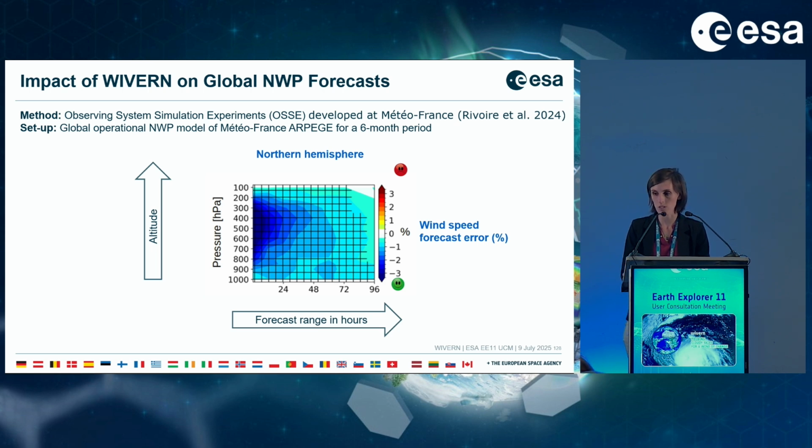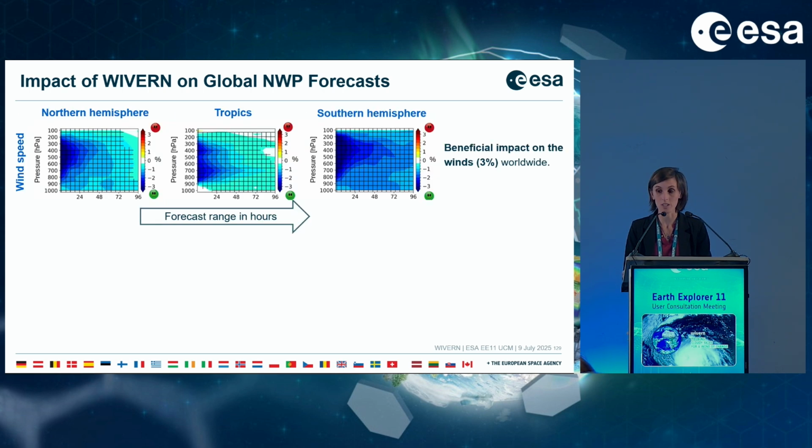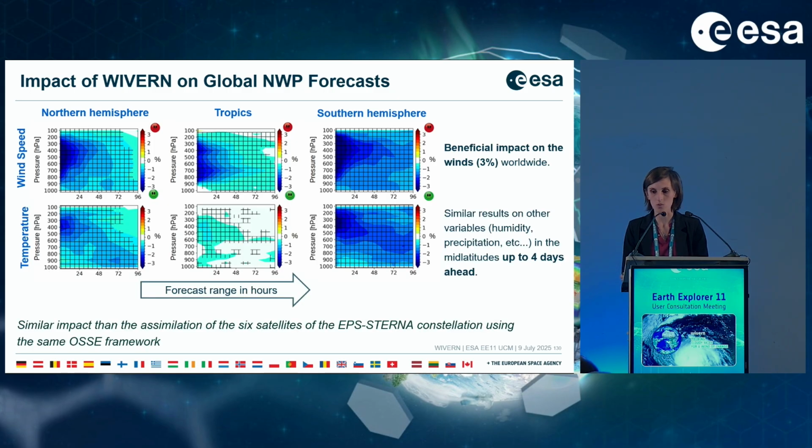This is for the northern hemisphere, but this beneficial impact is worldwide, as you can see here. WIVERN wind observation will not only improve the winds, but it will also improve other variables, for instance, temperature, which is shown on the bottom panel here, and we can see a large beneficial impact worldwide, but more importantly in the mid-latitudes.